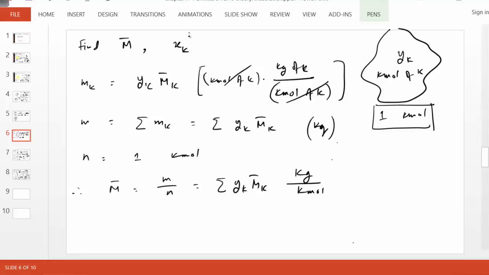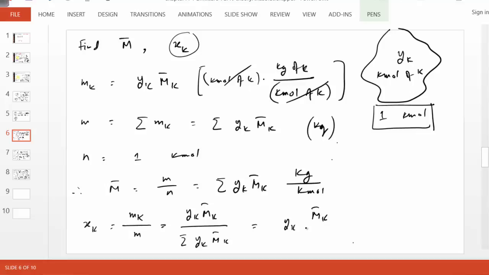Now to finish up, how do you find the mass fraction of a component? The mass fraction is the partial mass over total mass: mk, for which we already have an expression, divided by m. For m we have the summation of yk m bar k, or if we substitute the expression for m bar from the above equation, we can write this simply as yk m bar k over m bar.